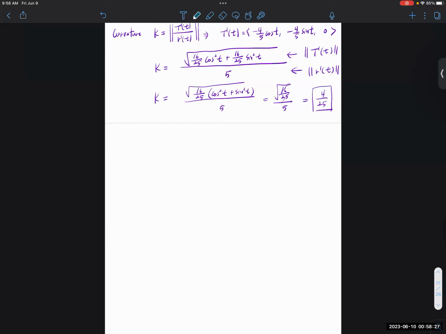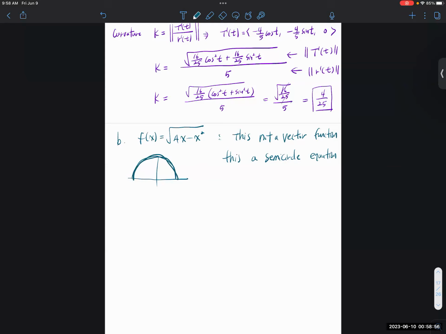So for B, f of x equals the square root of 4x minus x squared. This is not a vector function. This is actually a semicircle equation. If you draw this one, it's going to create that shape. They want to find this arc length, and they want to find how quickly the unit tangent vector is changing. They want to find that ratio.